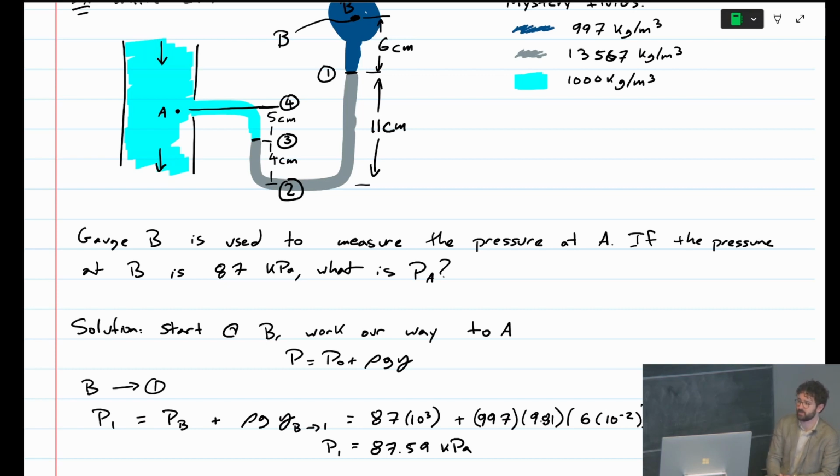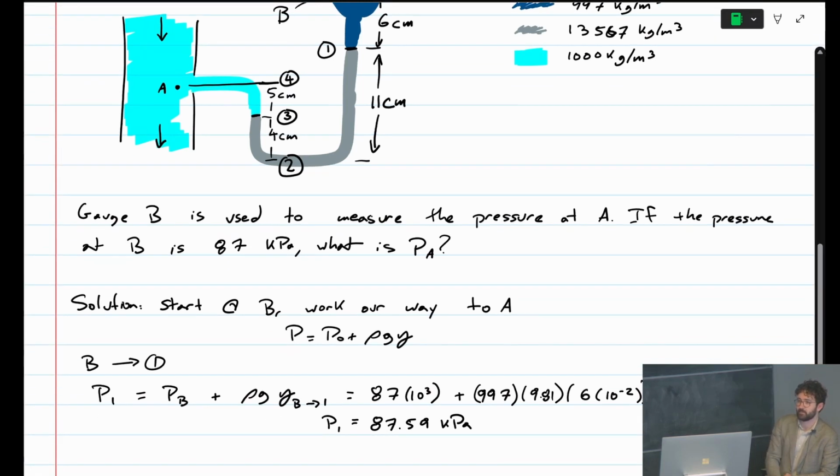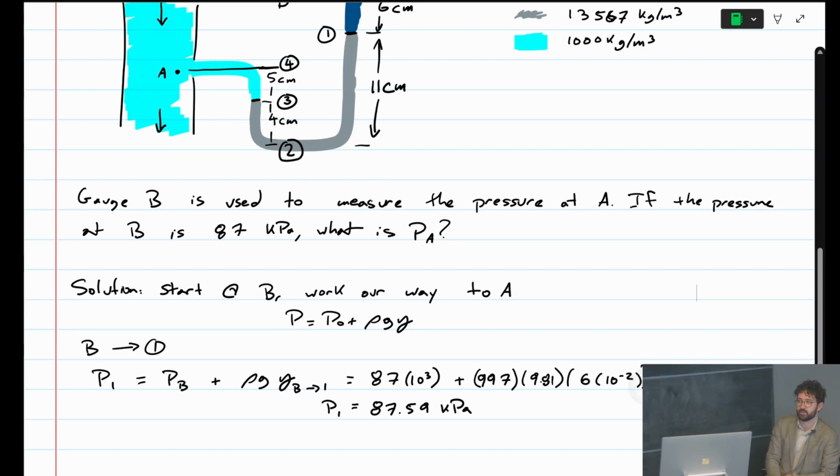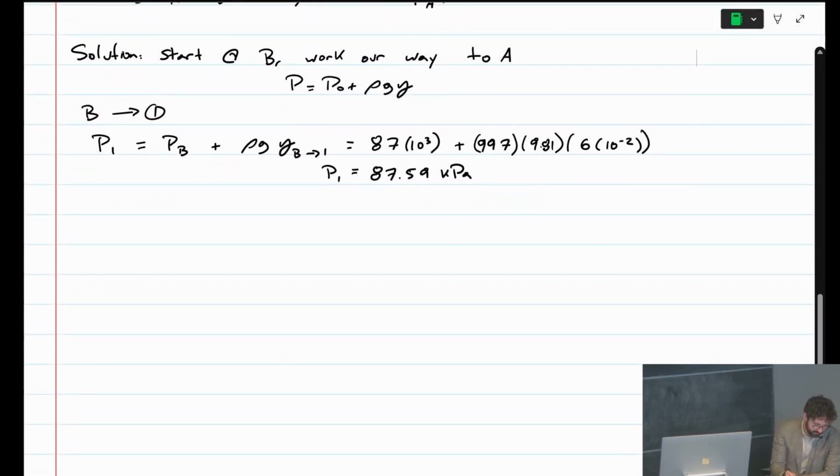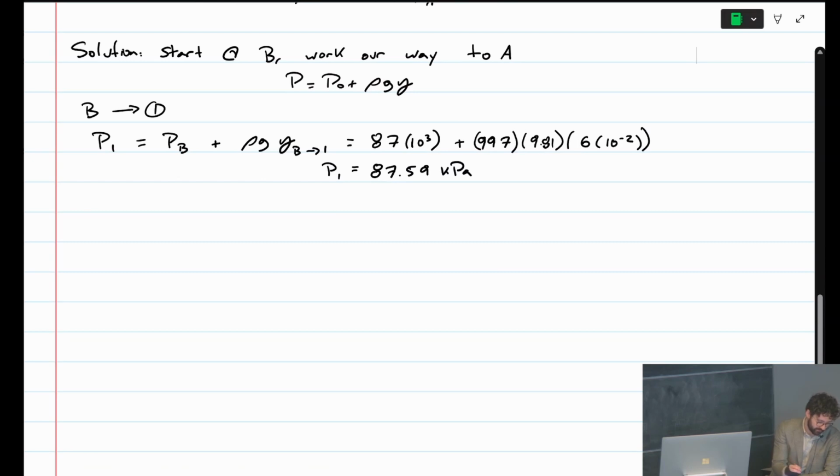Are there any questions on where any of those numbers came from? Just keep track of the units. I'm using 10 to the 3 for kilopascals, 10 to the minus 2 for centimeters. I find that easiest. Any questions on where any of those numbers came from? Okay, so now we know the pressure at point 1.